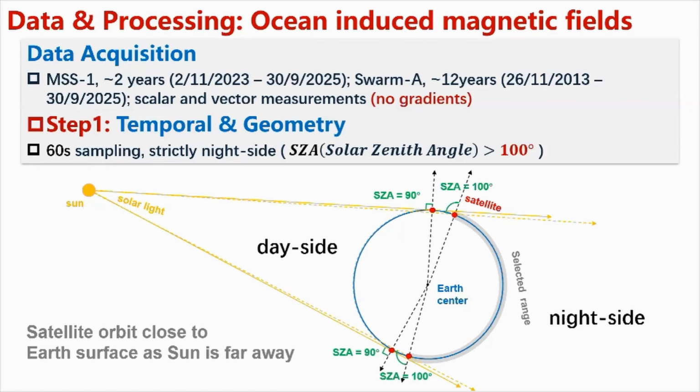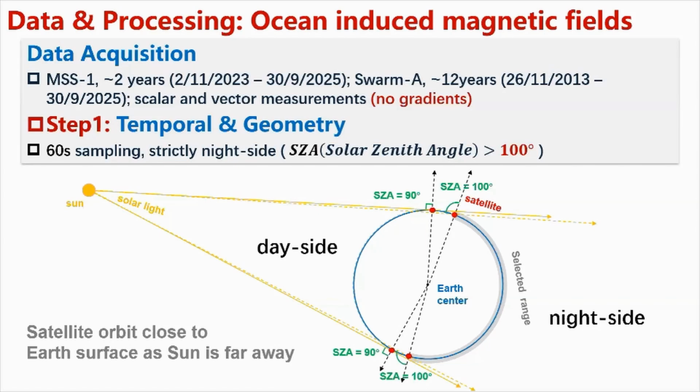In this study, we used 2 years of the MSS-1 data set and also 12 years of Swarm A. We use the single point measurements. We did not consider the gradients, neither the north-south gradient nor the west-east gradient. Step one is to ignore the influence of the atmosphere, so we strictly use the SZA index, the solar zenith angle, and make sure the angle is larger than 100 degrees.